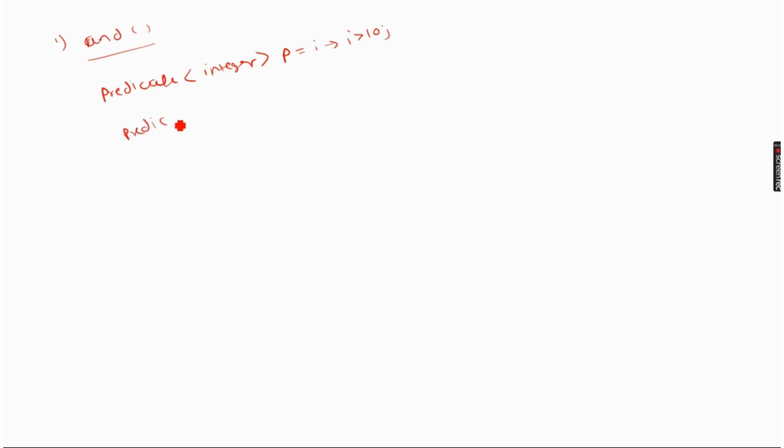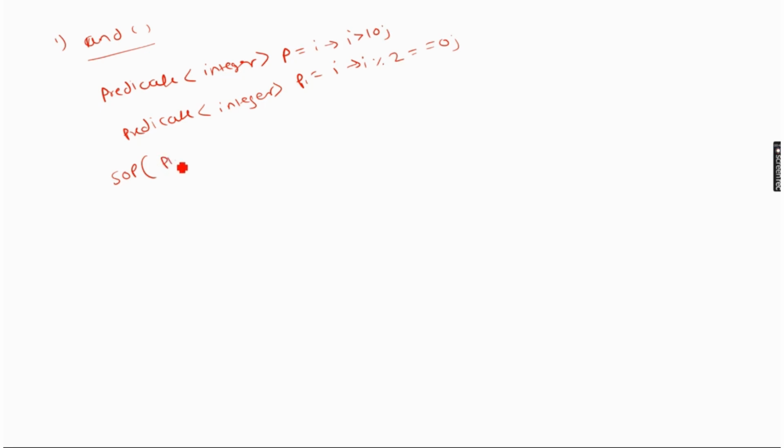Let me write the second predicate. We are checking the example of predicate joining, so don't feel confused. Here, let me check if it is even or not: i modulo 2 equal to 0. Again, let me show you how we do predicate joining. First of all, let me join both of them to check if the number is greater than 10 and even. So how can we do it like this.